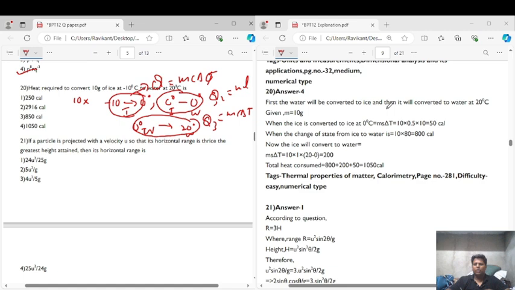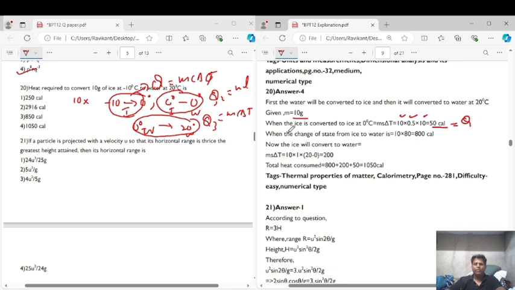So the water is converting from... if mass is equal to 10 gram and specific heat capacity of ice is 0.5 calorie per gram per degree centigrade, then putting mc delta T we will get 50 calories, right? This is our Q1 as I explained. This is for the first phase.